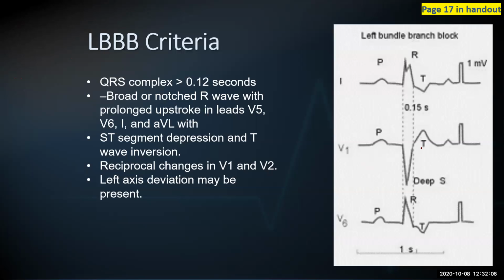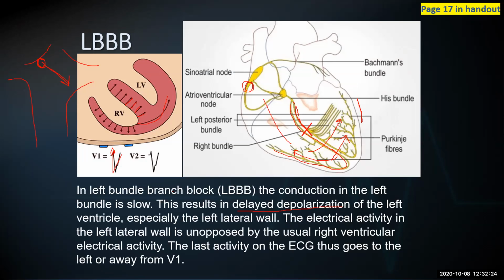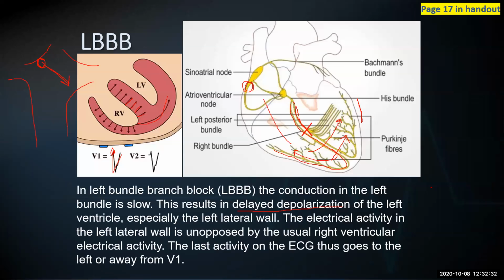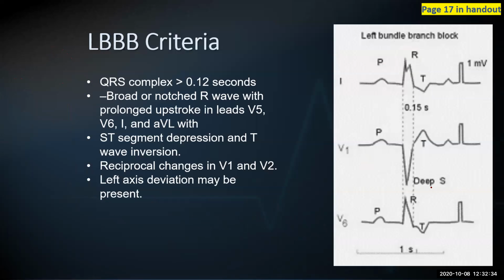So the criteria for it, again, greater than 0.12 seconds. Some will say greater than 150 milliseconds to become complete, but technically it's just greater than 0.12. It's going to be broad. You're going to have that notching of the R wave in V5, V6, and even in aVL. You can see a little notching. So you can sometimes see a notching in the low lateral leads of V5 and V6.